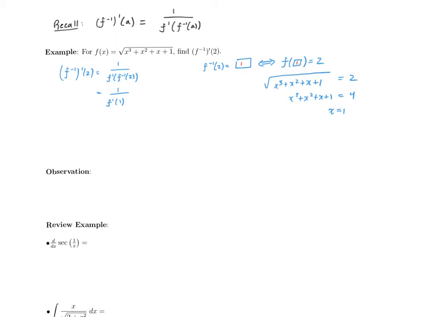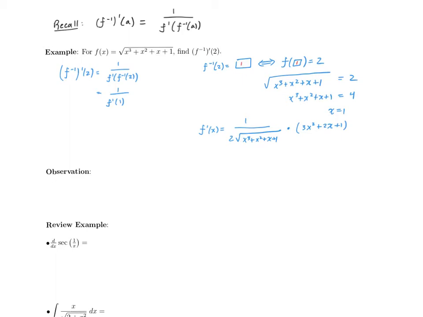Now we need to know what is f prime. And looking at the function f, it's a composition, which means we're going to need the chain rule, which we discussed in our previous example. So in this case, f prime x is going to be the derivative of the outside function, which is the square root. So 1 over 2 square roots. We evaluate that at the inside function, x cubed plus x squared plus x plus 1. And then we multiply it by the derivative of the inside function, 3x squared plus 2x plus 1.